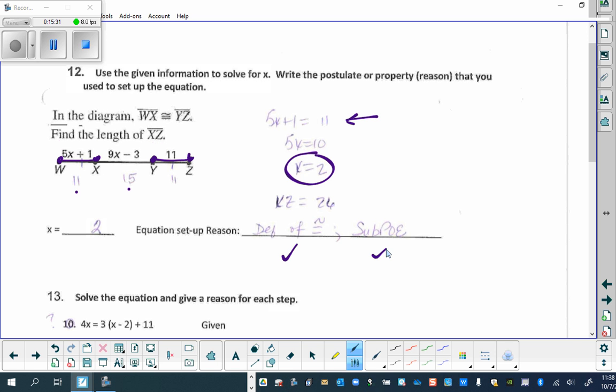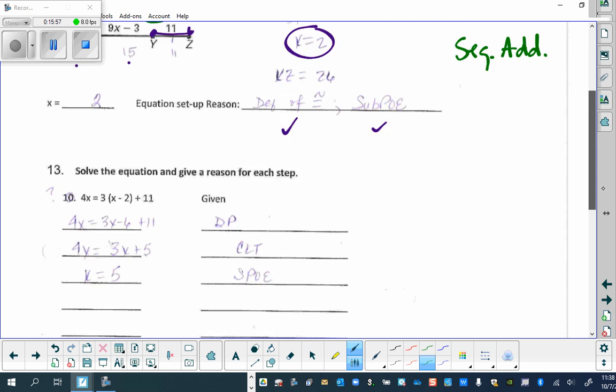Yeah, so what's interesting here is it asks for the length of XZ. So the length of XZ is going to be equal to, what's that, 26? 26, and that is the segment addition postulate. Finding X was a matter of congruence and substitution. Does that make sense, Fred?